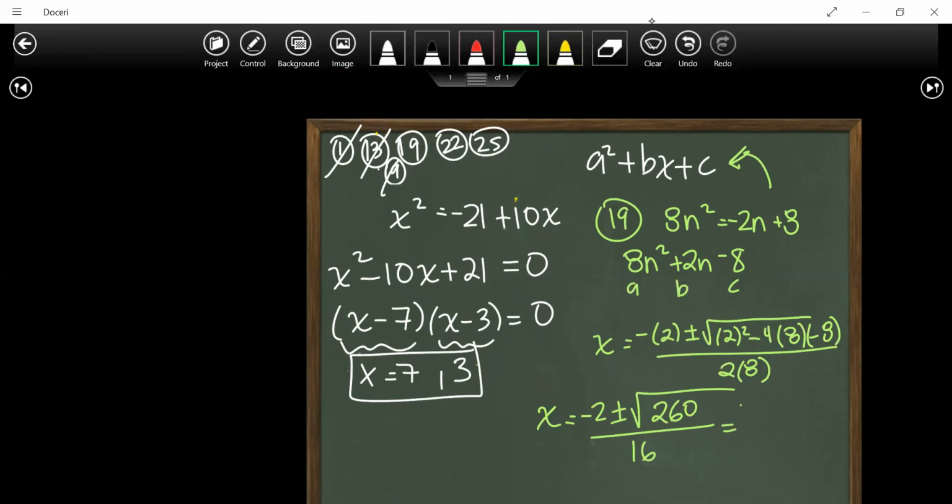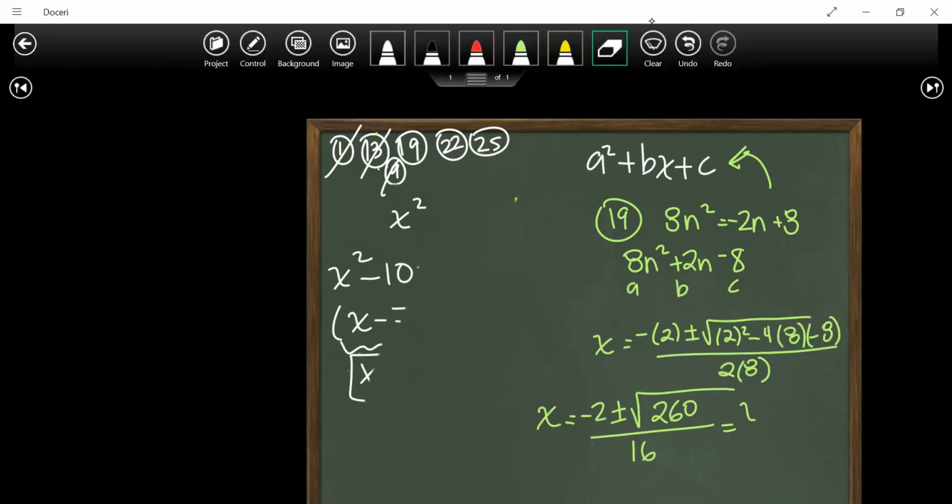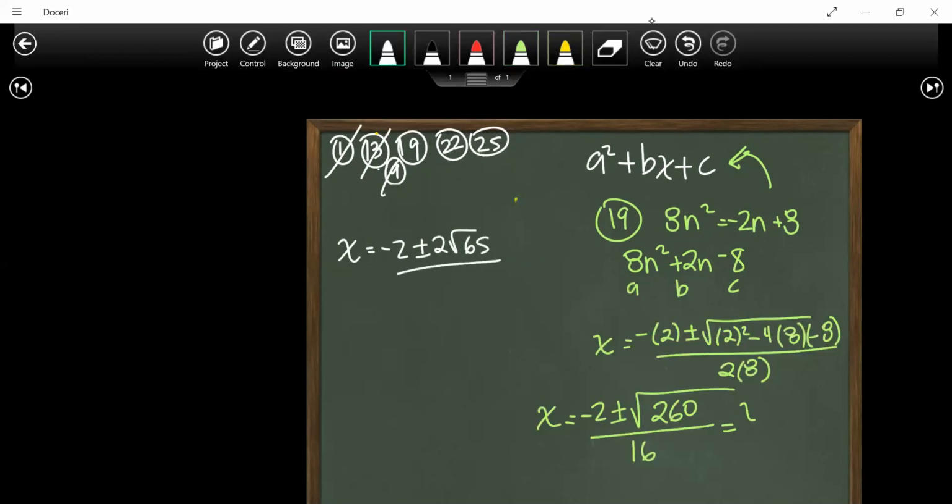This can actually be reduced down to x is equal to -2. Oh, I'm going to mess this up. Write this on the other side. The 260 can be simplified out. It says it can be simplified to 2 radical, so -2 plus or minus 2 radical 65 all over 16. And all I did is pull out a 2. So they reduced everything by 2 to get -1 plus or minus square root of 65 all over 8. So these two are exactly the same.